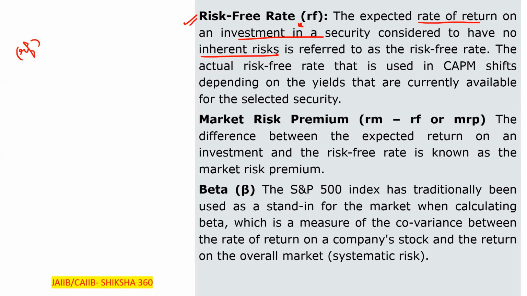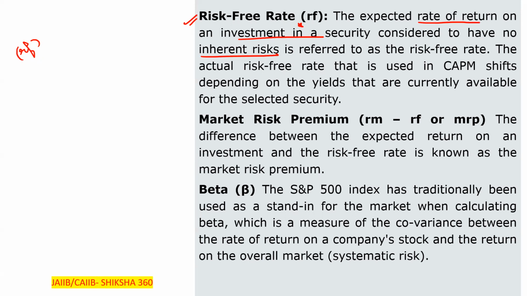The actual risk-free rate that is used in the CAPM shifts depending upon the yields that are currently available for the specific selected security. The expected rate of return on an investment in a security considered to have no inherent risk is referred to as the risk-free rate. However, the actual rate used in the CAPM depends on the yields currently available for the selected security.